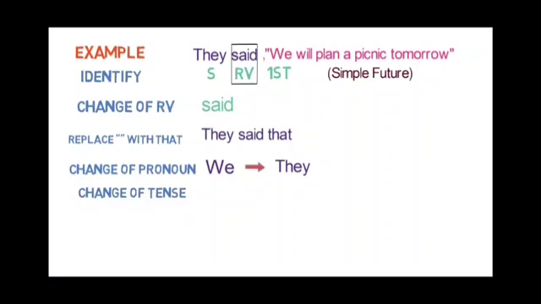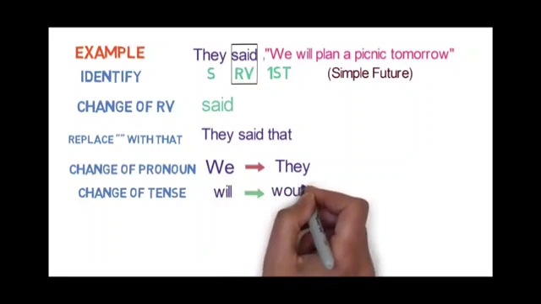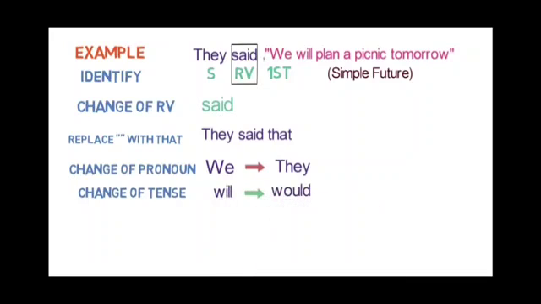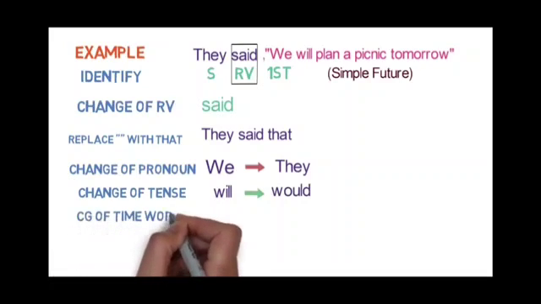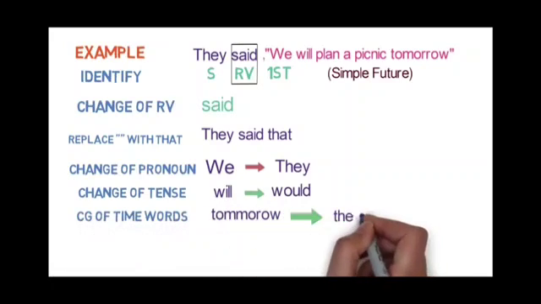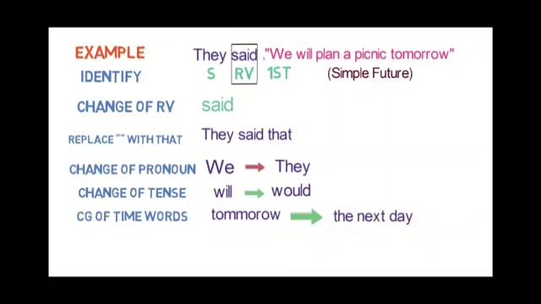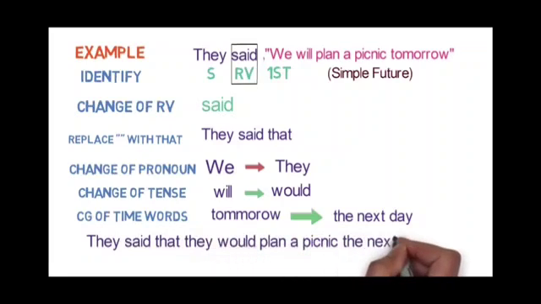Now, change of tenses. I told you will changes into would, shall changes into should, may changes into might. According to the reported verb, RV is a reported verb. When it is in the past, then everything you will change in the past. So will changes into would. And when I am talking about the words, tomorrow changes into the next day. So they said that they would plan a picnic the next day.